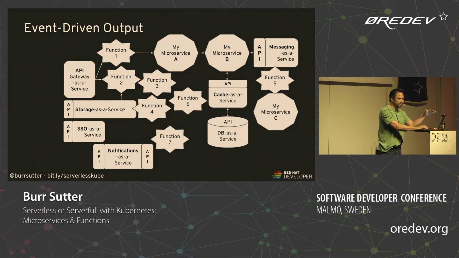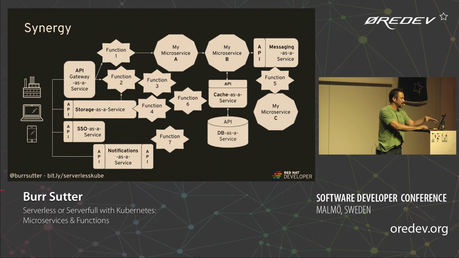And you can basically have event-driven input and event-driven output. The whole goal of that is to have the synergistic relationship that produces that API, that gives you that user interface, that gives you that mobile application or IoT input. It doesn't really matter what's on the left side there, right?